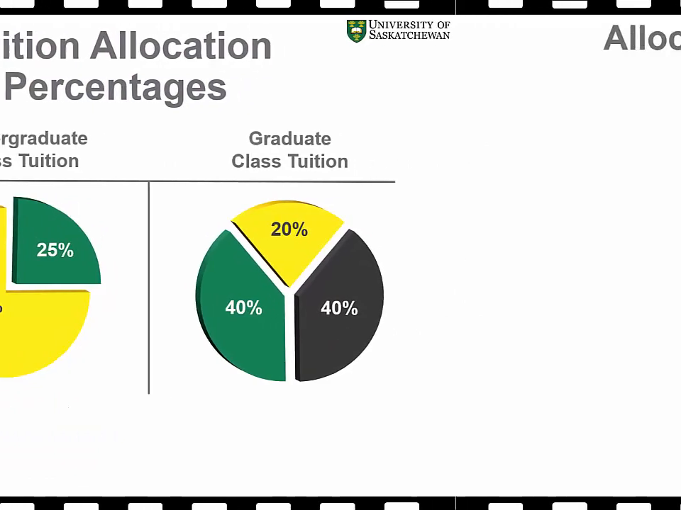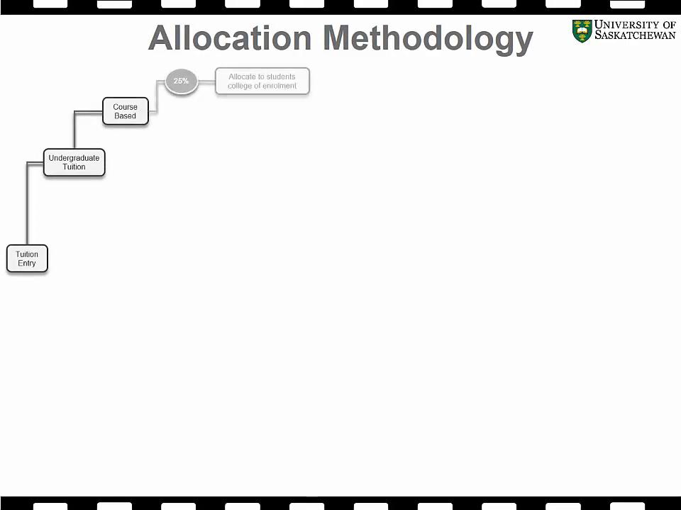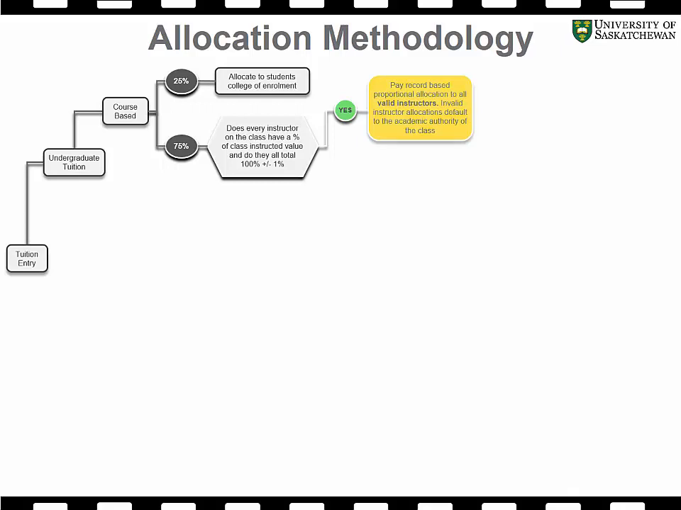The process of allocating tuition is as follows. In the case of undergraduate class tuition, where instruction is course-based, 25% is allocated to the student's college of enrollment. With the instruction component, if every instructor listed on the class has a percentage of class instructed value, and these total 100% plus or minus 1%, then allocations are made to all valid instructors, with invalid instructor allocations defaulting to the academic authority of the class. If these two criteria are not met, then the instruction allocation follows the pay home of the primary instructor.